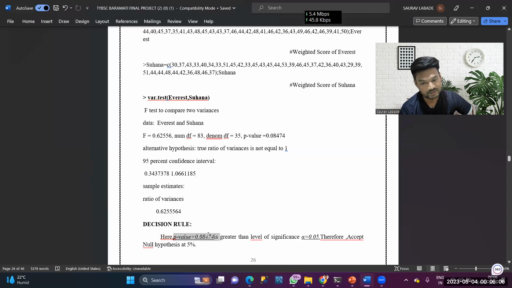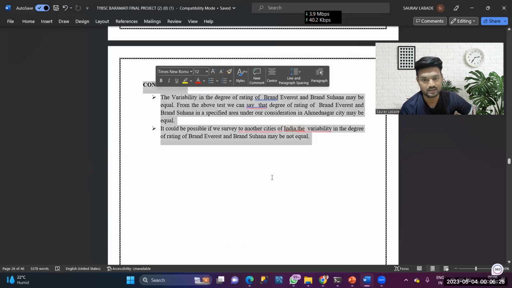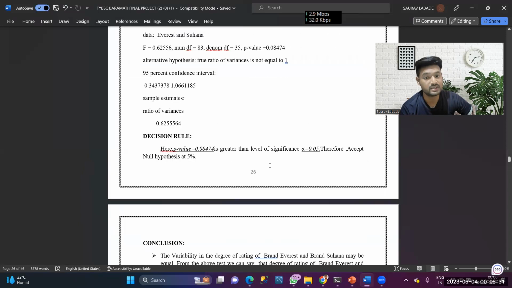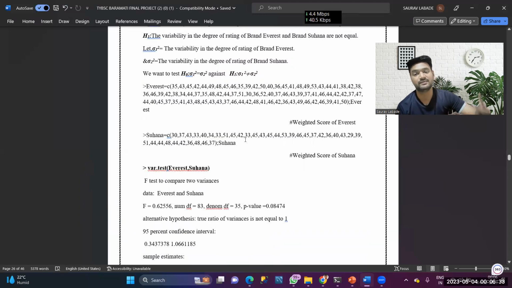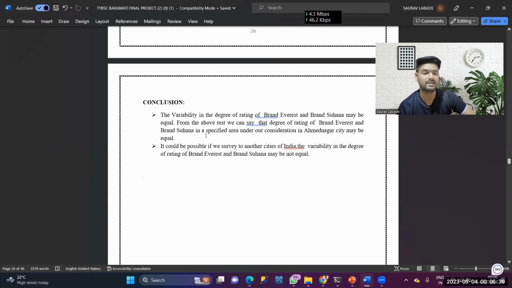When your P value is greater than alpha, then we will accept the null hypothesis. Otherwise, we will reject the null hypothesis. Since here my P value is greater than alpha, where alpha is 0.05, I will accept the null hypothesis and take the conclusion. Since it is the variability test, my conclusion is that the variability of the two brands, Everest brand and Suhana brand, is equal.